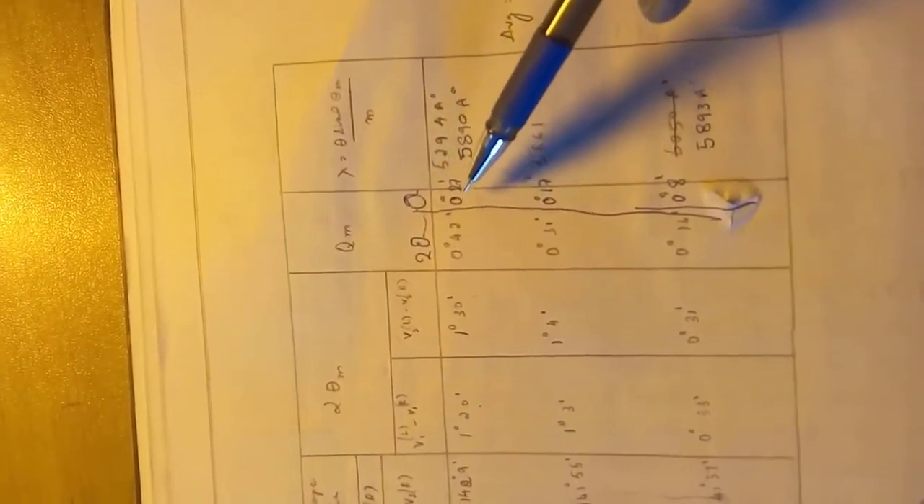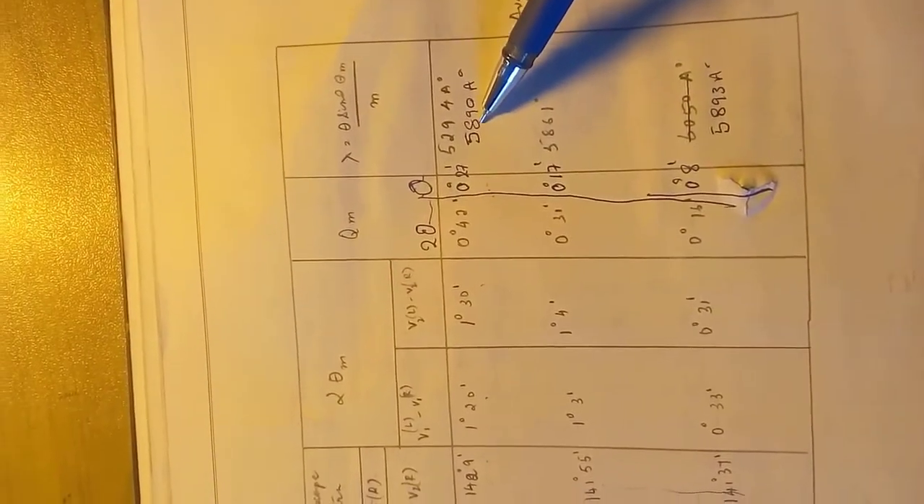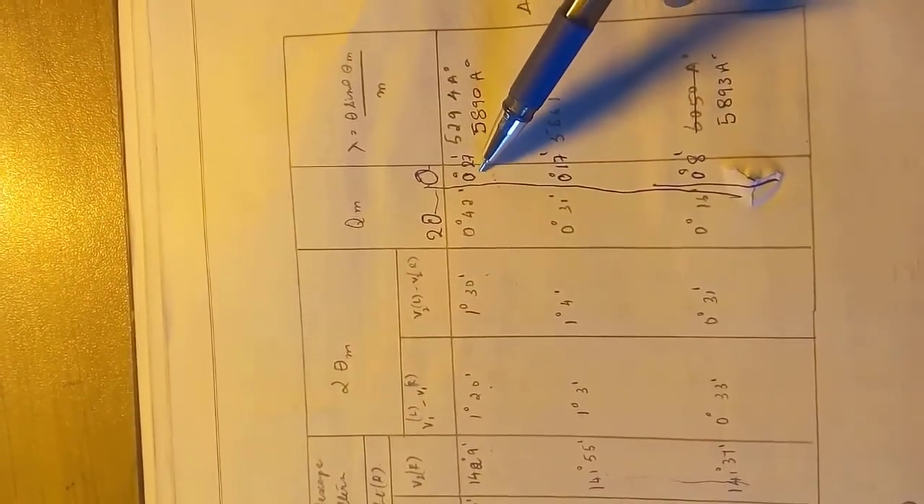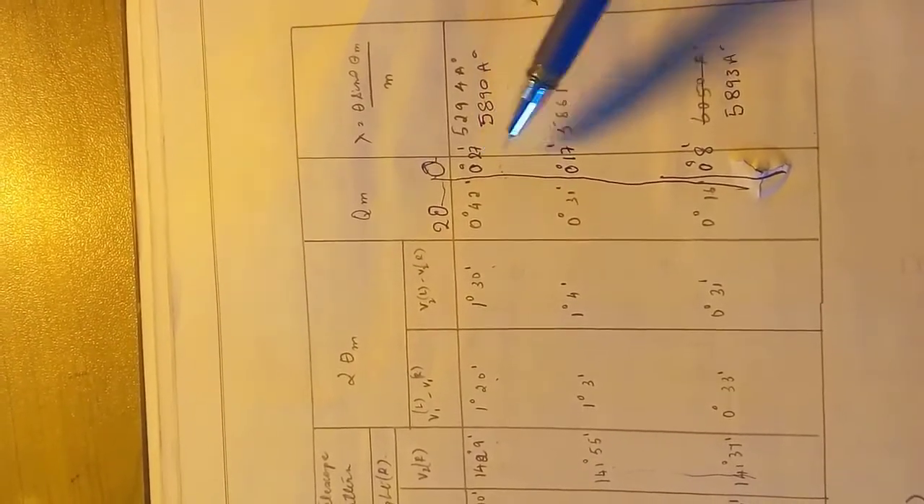That theta you have to substitute in the lambda formula. Just now I have placed the last column here. You will get the value in the range of angstroms, 5890 angstroms, for the first order.